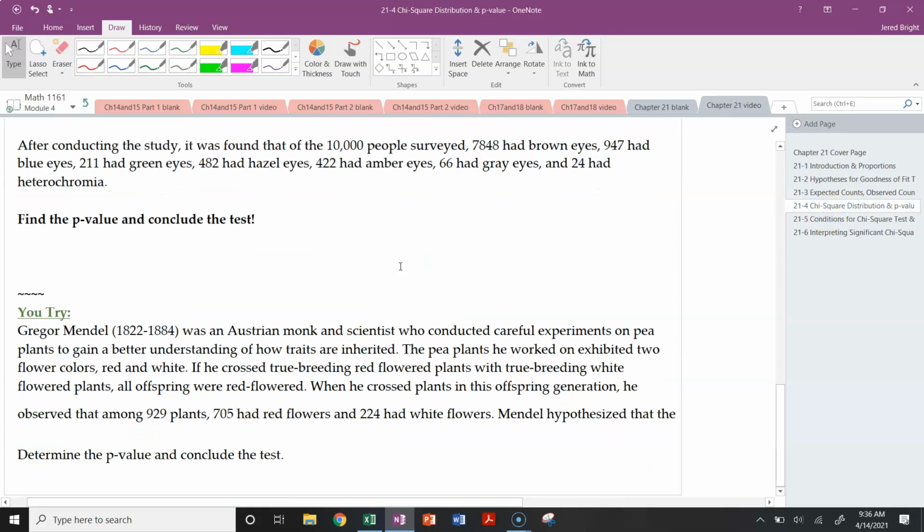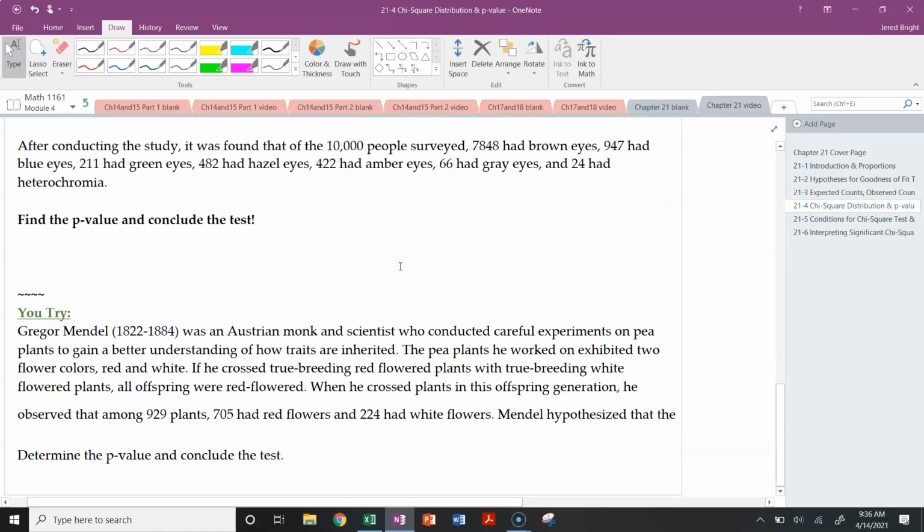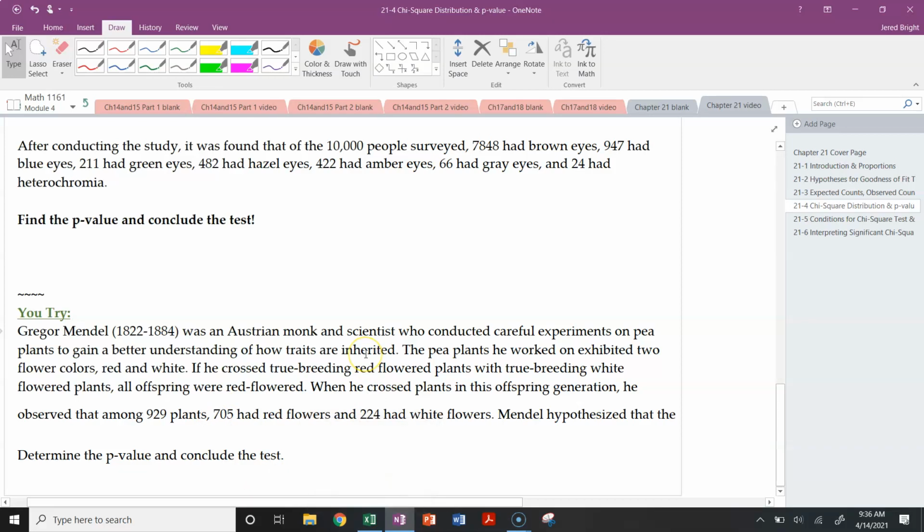Okay, we've done it for the eye color example. I want you to try finding the p-value and concluding the test for the Gregor Mendel example. Resume the video when you have found a p-value and a conclusion. And here you go.